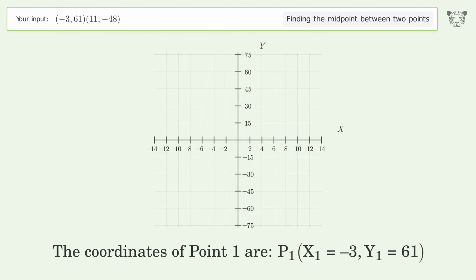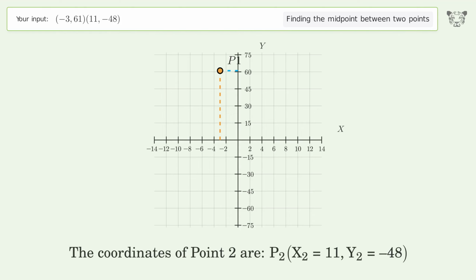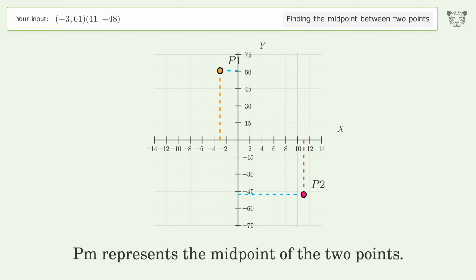The coordinates of point 1 are, x1 equals -3, y1 equals 61. The coordinates of point 2 are, x2 equals 11, y2 equals -48. PM represents the midpoint of the 2 points.